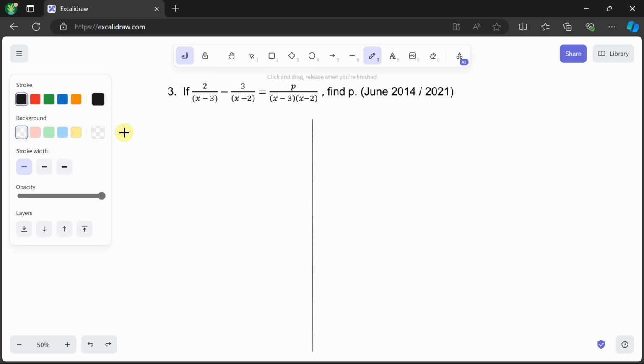So here we have 2 all over x minus 3 minus 3 all over x minus 2. The LCM here is x minus 3, x minus 2. So this divided by this will remain x minus 2 multiplied by 2, that will be 2 open brackets x minus 2. Then this divided by this will remain x minus 3 times minus 3, that will give you minus 3 open brackets x minus 3. Right? So let's expand the brackets.